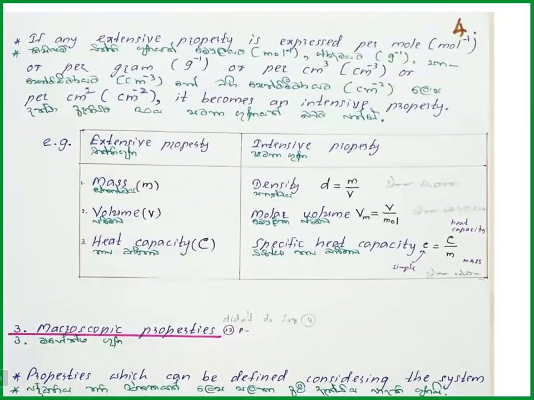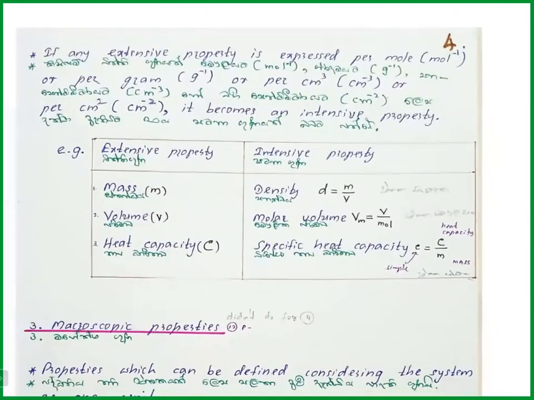If you get any extensive property per unit something, per unit mole, per unit gram, so dividing an extensive property by another extensive property, we can convert it into an intensive property. That's why enthalpy becomes extensive, molar enthalpy becomes intensive, volume becomes extensive, molar volume becomes intensive.